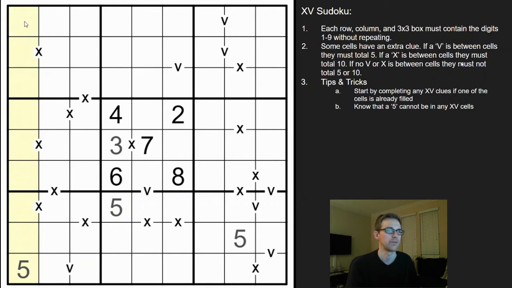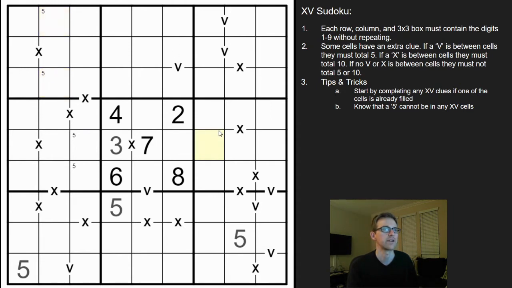And then we can look up the columns, and we know that a 5 must be in these two here, so we can pencil mark that in and making a 5 in those two. So that's it for now, I think, with the 5s.